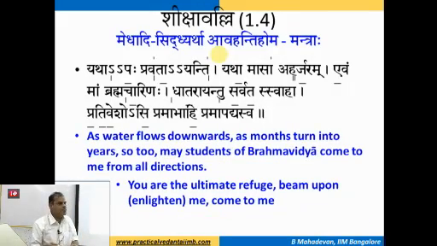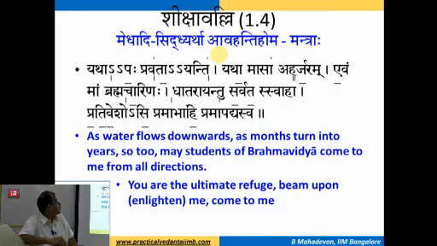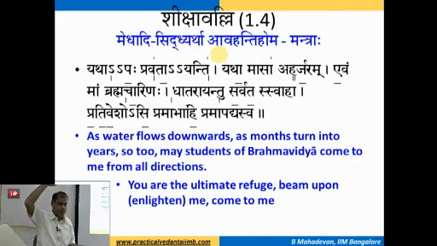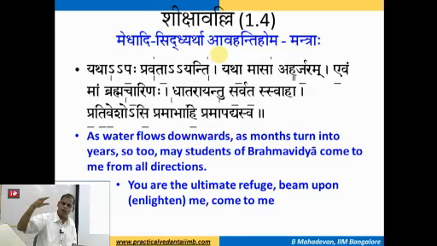Then it ends with the last mantra of this anuvaka, which says, Yata apaha pravata ayanti, yata masa aharjaram, evam mam brahmacharinah, dhatarayantu sarvata swaha, prativeshosi pramabhagi pramapadyasva. He says, just like water always flows, the moment water starts from a very distant mountain somewhere, it will ceaselessly flow. It will flow in various ways for a single pointed destination.